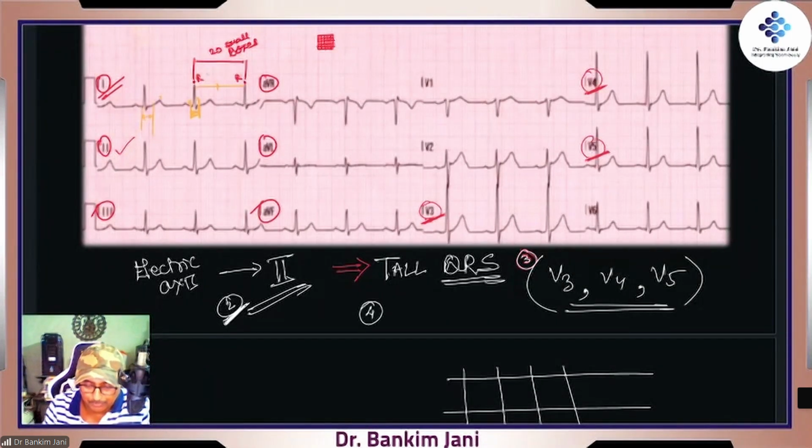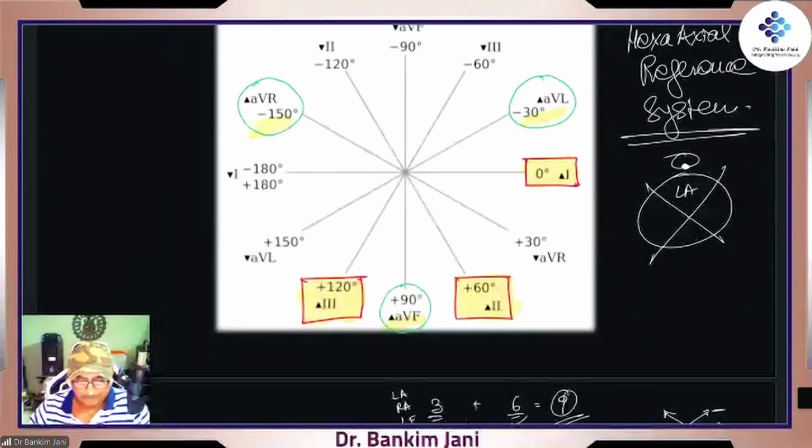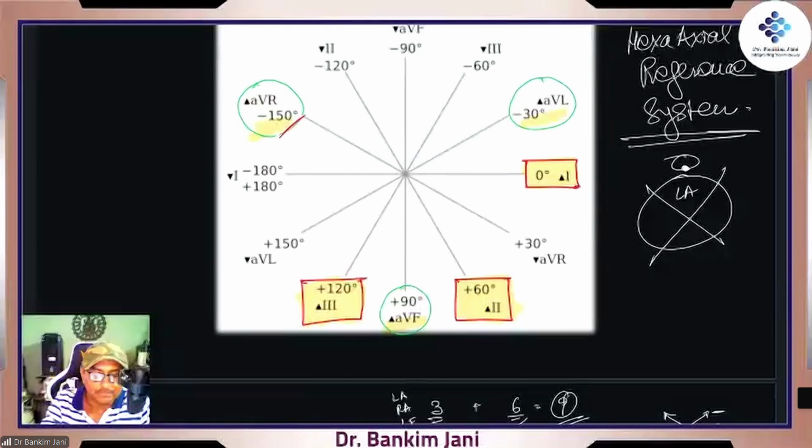The fourth point which we'll watch is AVR. It has to be completely reverse. Reverse of which lead? See the reverse of this. The nearest one is lead 2. What lead 2 watches is the signal coming toward it; for AVR, it would be the completely reverse, the signal going away.